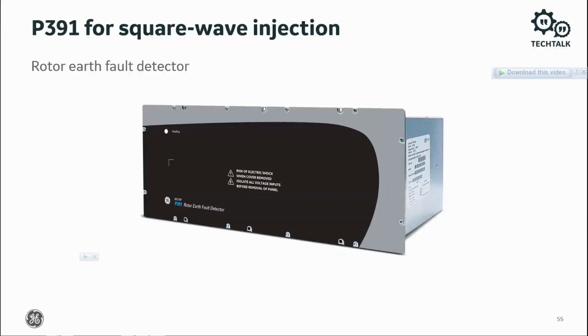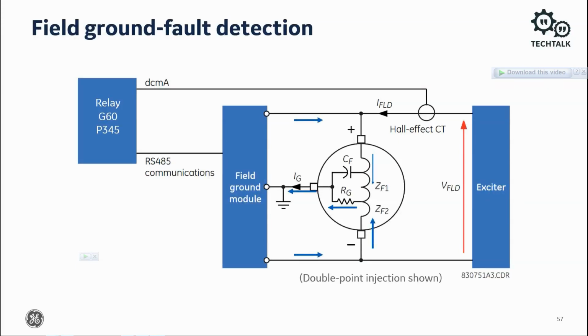For agile relays, use the P391 for square wave injection. The P391 is a low-frequency square wave injection, coupling, and measurement unit connected to the rotor field circuit. It passes the rotor field resistance measurement to the P342, 3, 4, 5, and 6 relays via a DCMA loop. The injection frequency is selectable at 0.25 Hz, 0.5 Hz, and 1 Hz via a jumper. A block diagram of the field ground detection scheme using the G60, P34X, and the GPM-F is shown here.